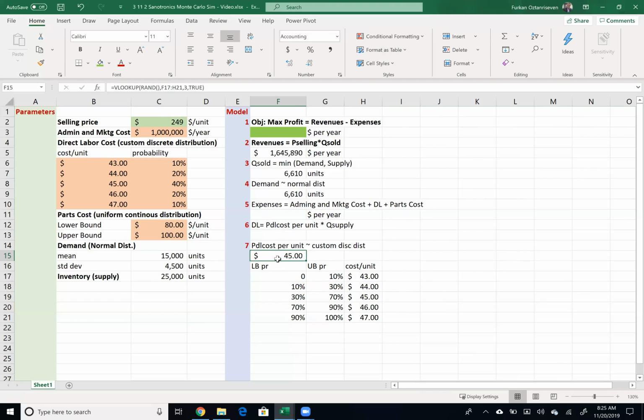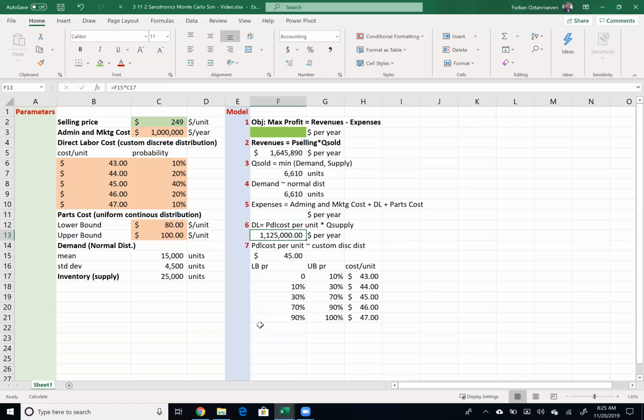So now, since I calculate the price for direct labor cost per unit, and I know the quantity supply, I can calculate my total direct labor cost per year, which is going to be this times this. All right, so you can see now that that's also a random number. Okay, so now I'm done. I know this, I calculated this.